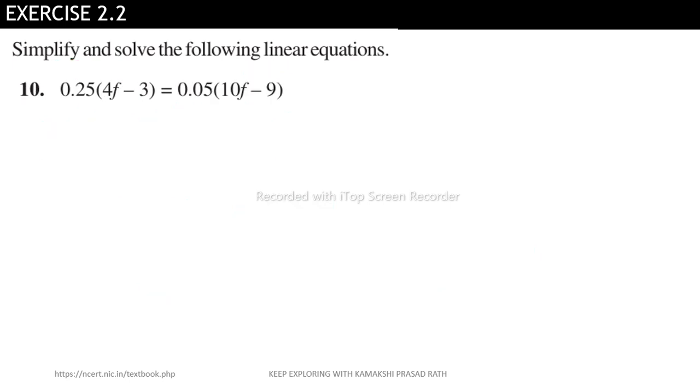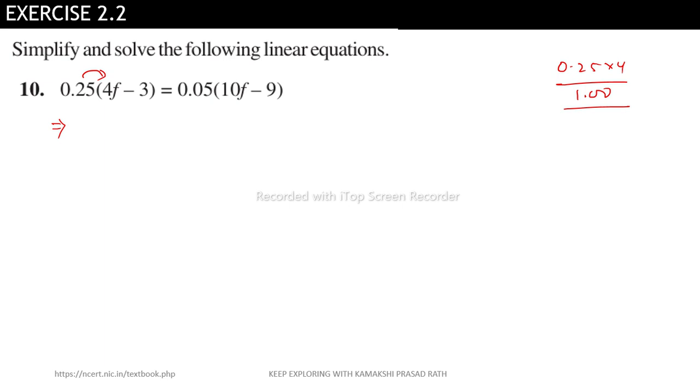The last one, we are having decimals. We can directly solve using decimals, or we can go for converting it to fractions. Choice is ours. So let's see how easily we can do that. We will multiply 0.25 into 4. We have to do the multiplication. We get 1.00.